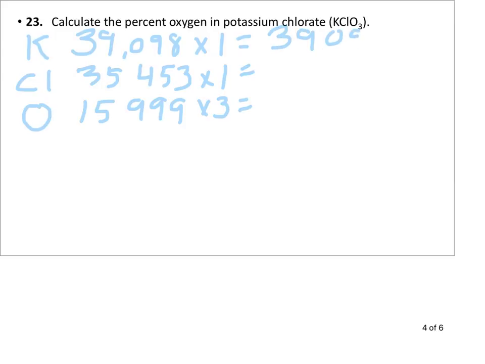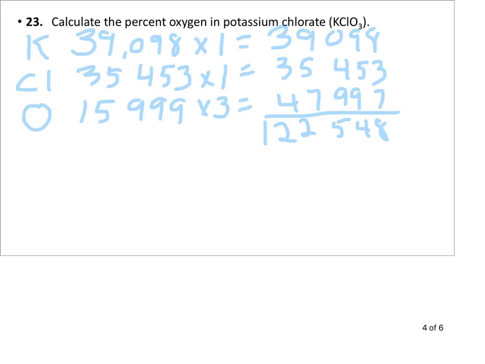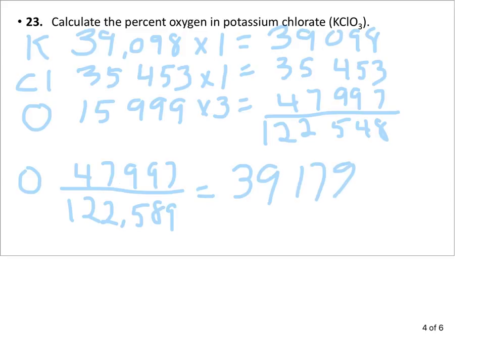Multiply. First two just times 1, get what we started with, then times 3 for the oxygen, 47.997. A little bit of addition, 122.548. This time we only want oxygen, so that would be 47.997, the part that's oxygen, divided by the total, or the whole. And that turns out to be 39.17% oxygen. If you would have happened to do it out to 1 decimal place at 39.2%, that would have been okay too.